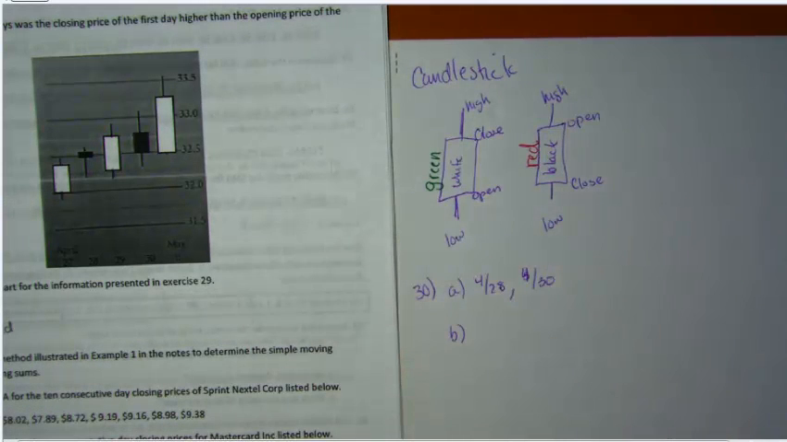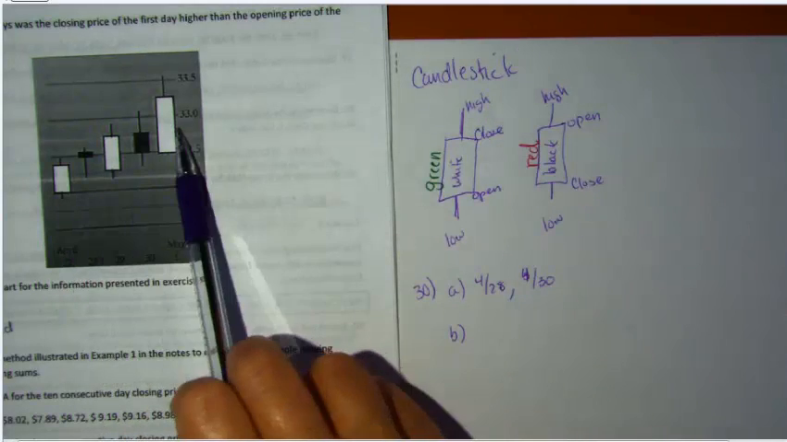B, which days were the closing prices higher than the opening? So the close being higher is good, so those are the three white days. So 27th, 29th, and the 1st.